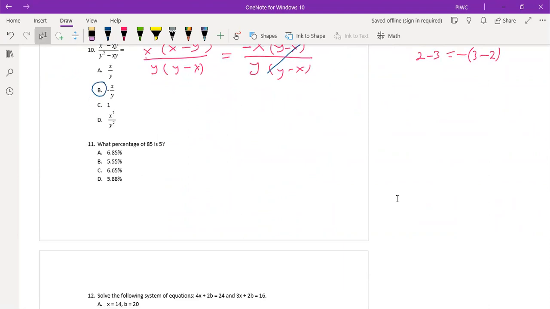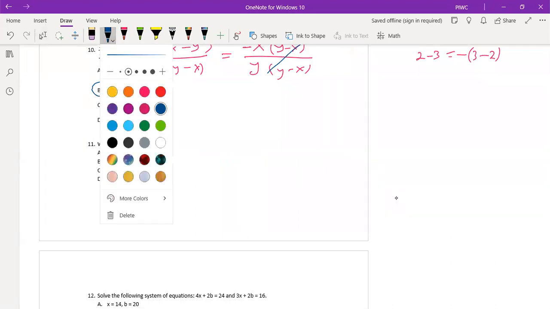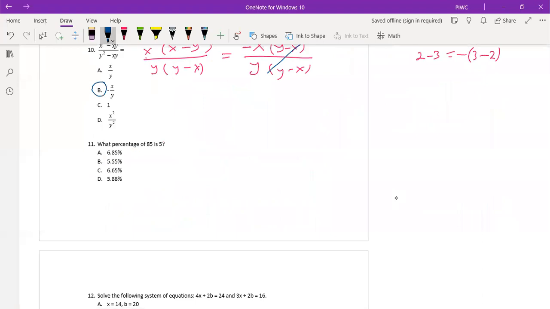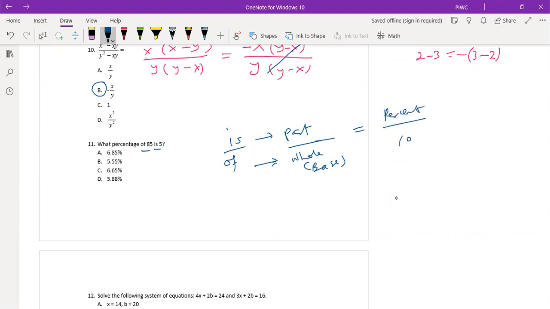Number 11, so what percent of 85 is 5? What percent of 85 is 5? Remember, is over of, right? Is over of. The is is the part. The of is going to be your whole or the base. And that will be equal to the percent over 100. 100 goes with the base, the whole. Okay, so that's the percent proportion.